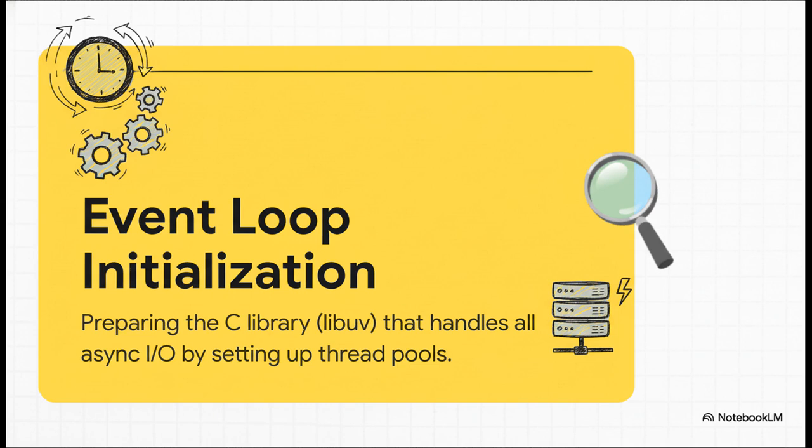It has to initialize the event loop. This is where it sets up the powerhouse C library called Libuv, the thing that handles all the async I/O that makes Node so great. Only after all of that heavy lifting is done can your app actually open for business and start handling requests.